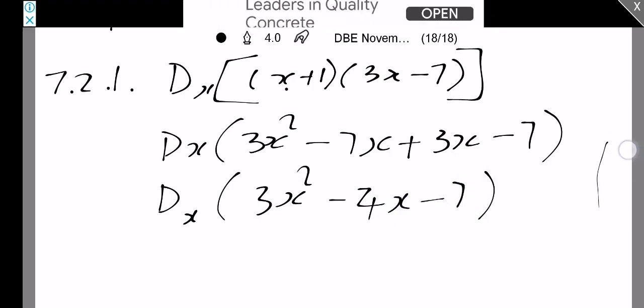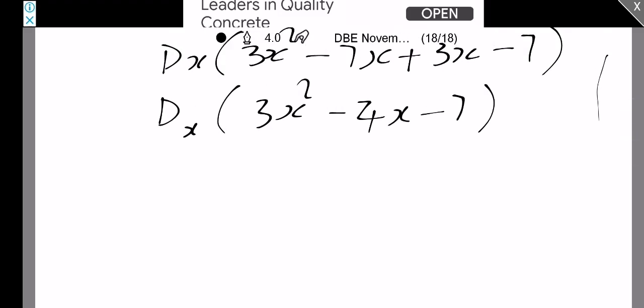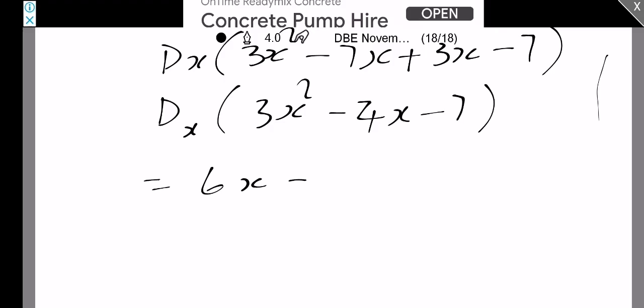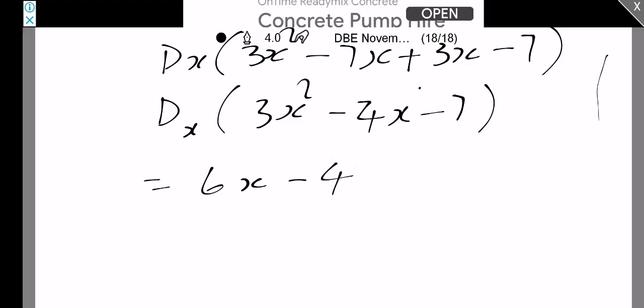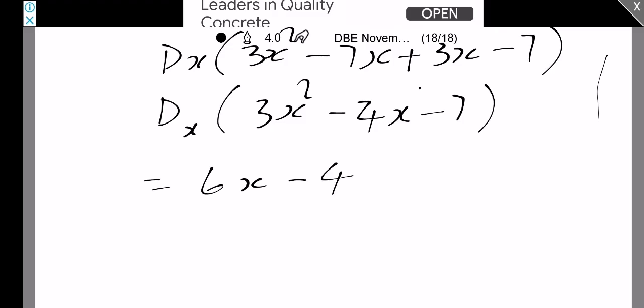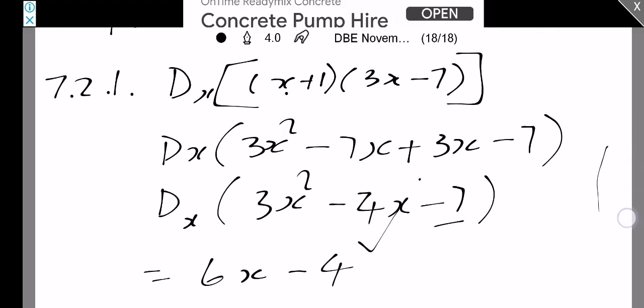It is now that you can apply the rules of differentiation. Therefore, it equals 2 times 3 is 6x, 2 minus 1 is 1. I'm not going to write it. Then minus the middle one, the exponent 1 times 4, it's 4. Then we're left with x to the exponent 0, which is 1. Then the derivative of a constant is 0. That's it. You have your full marks.